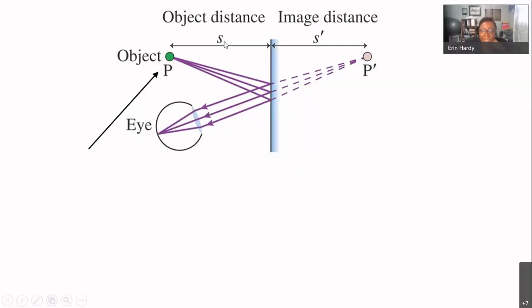So this is the first time that we have an S and an S prime. We saw with the camera obscura essentially the same quantities, but they were called D0 and DI for the object distance and the image distance. Here, the object distance is our S, the image distance is S prime. So P prime would be the image of the hat that's on top of your head.